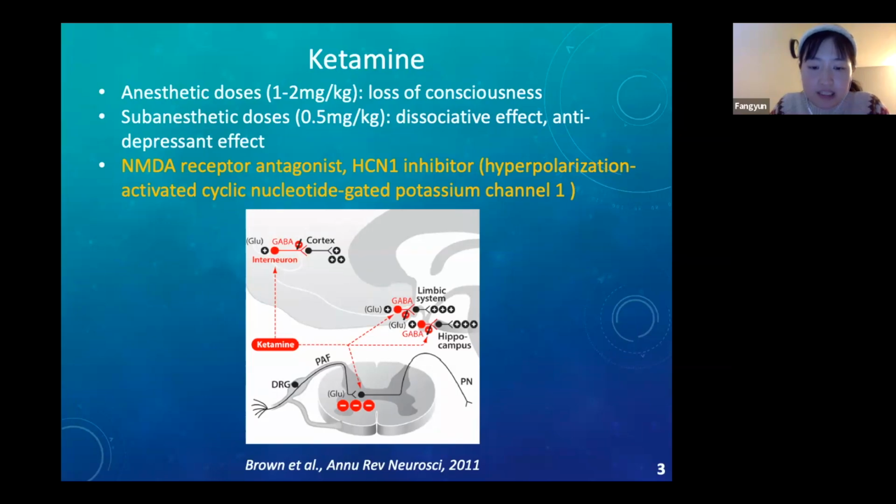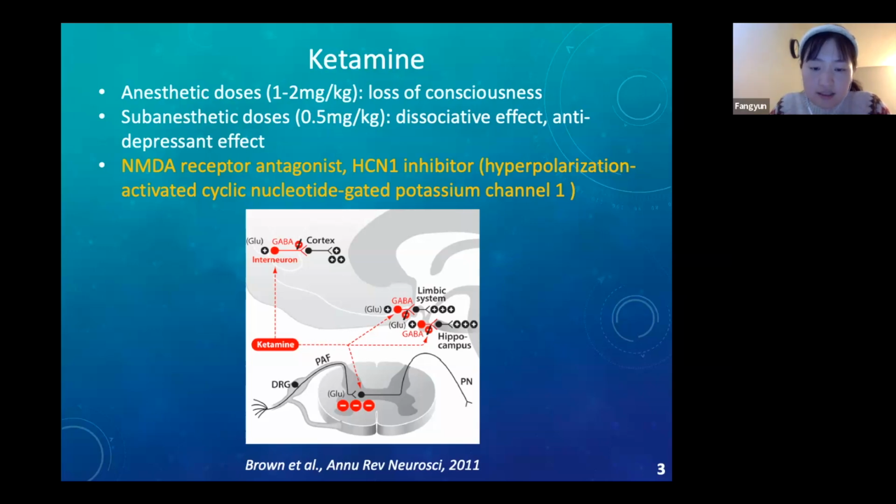Ketamine is widely known as an NMDA receptor antagonist. At sub-anesthetic doses, ketamine blocks the NMDA receptors on GABAergic inhibitory interneurons. This results in disinhibition of the downstream excitatory pyramidal neurons.